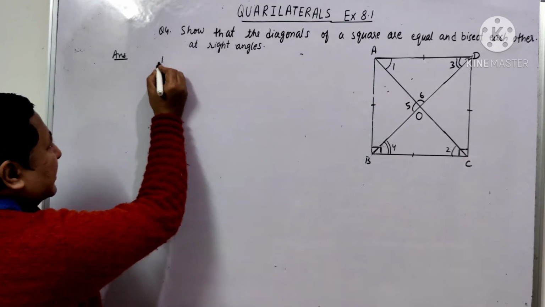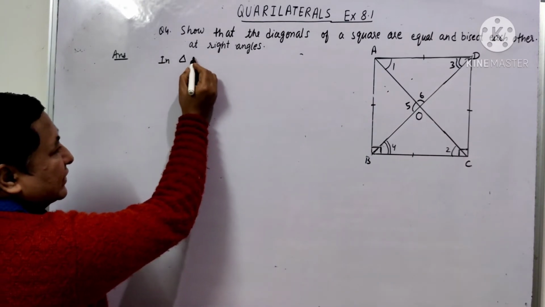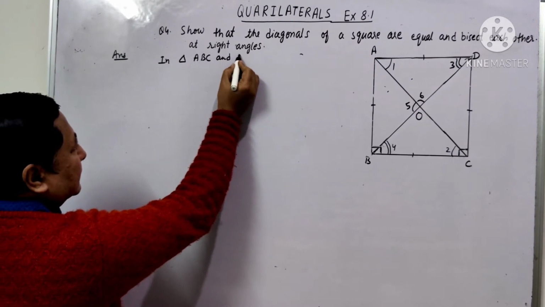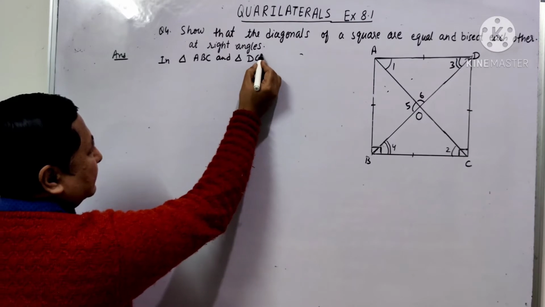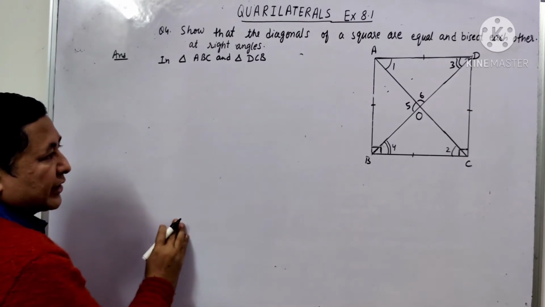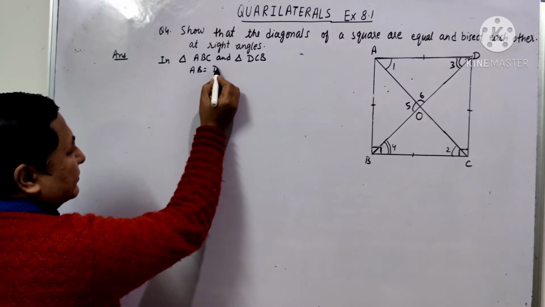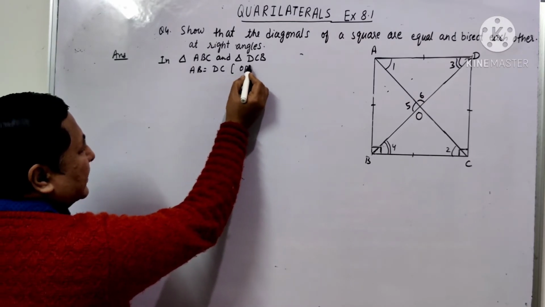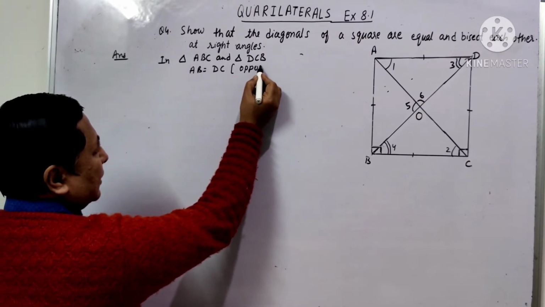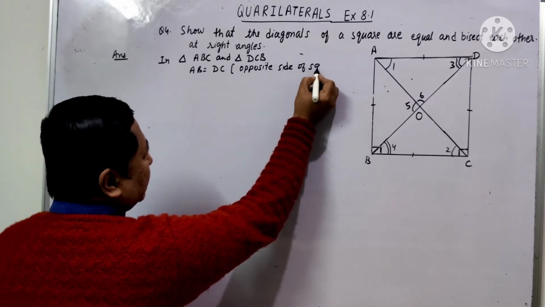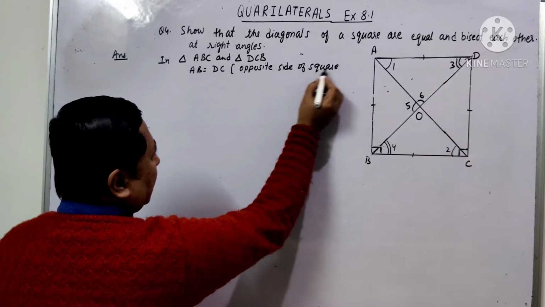So let us take the triangles. We will take triangle ABC and triangle DCB, and let us prove these two triangles congruent. AB is equal to DC. We know that opposite sides of a square are equal.